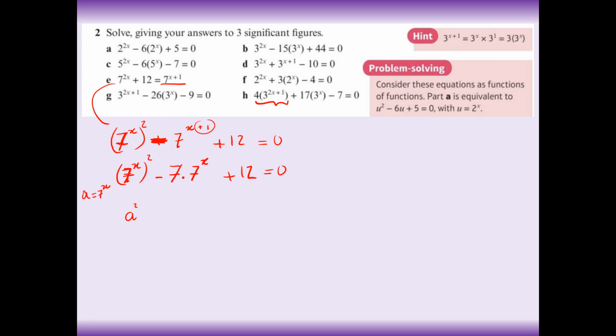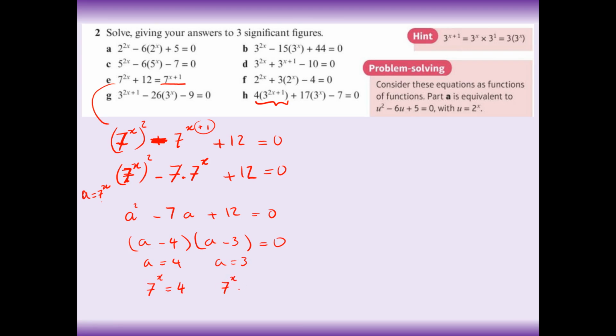It's good to write what that is. So we have a minus 7. This minus 7 is multiplied by a, and here we have 12, so you can factorize this as, what are the factors of 12 that add up to minus 7? I hope you guessed them. This is minus 3 and minus 4. Now I'm saying a is 4 and a is 3. Note that a is 7 raised to the power of x, so both of these have answers.